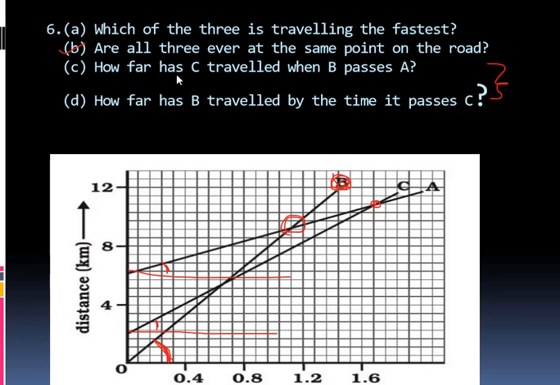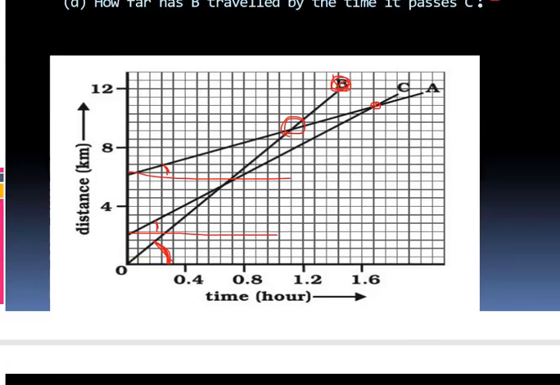See how far C has traveled when B passes A. When B passes A, what is the distance traveled by C? How far B has traveled by the time it passes C. So these two are the same question. Try to solve this question on your own. I hope you will be able to solve it. It's very easy, but still if you have any doubt, I will clarify your doubts. Okay, so now let us move to the next question.